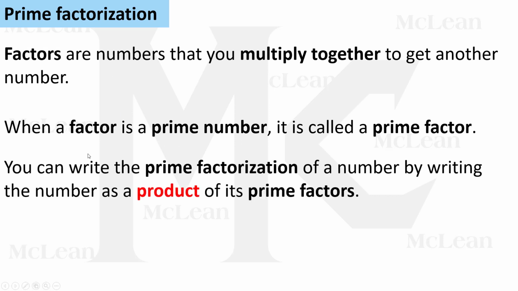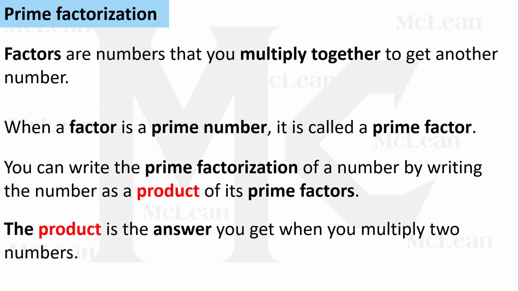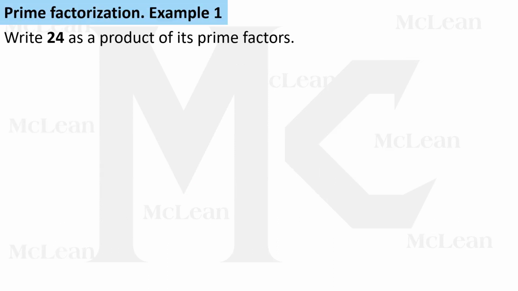You can write the prime factorization of a number by writing the number as a product of its prime factors. Remember, the product is the answer you get when you multiply numbers by each other. All right, that's the product, that's the answer. The product is the answer, again, when you multiply two numbers.